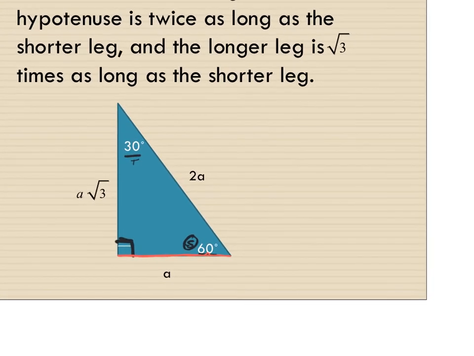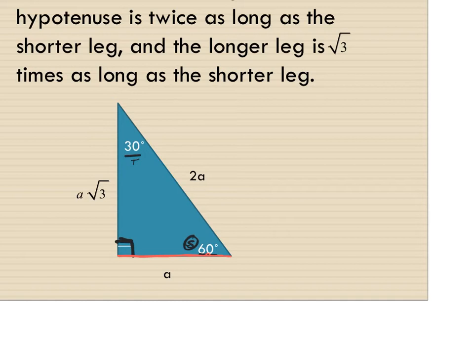Okay. So this is why this is super important. If I know the short leg, if I know this number, and I want to find the hypotenuse, I just multiply by 2. So if A is equal to 5, then what is the hypotenuse? It would be 10, because 2 times 5 is 10.